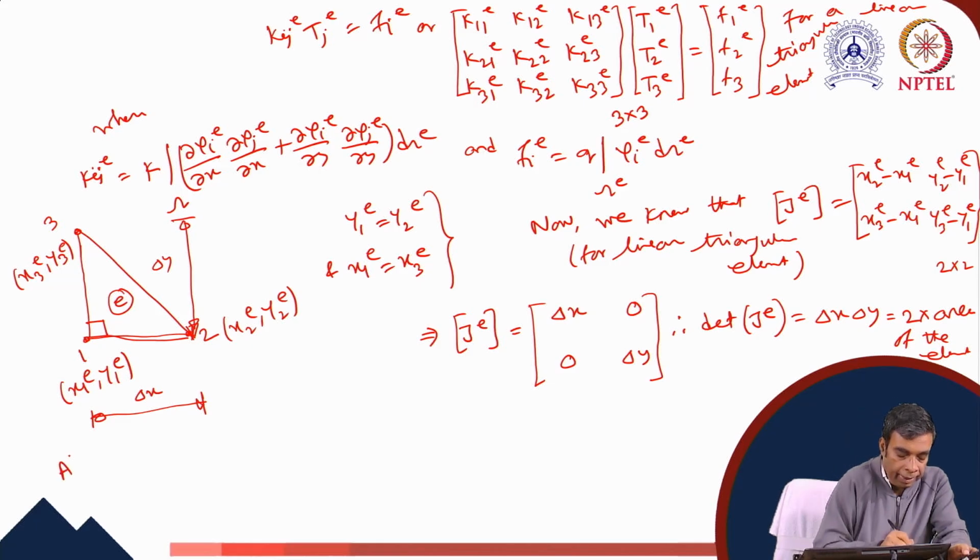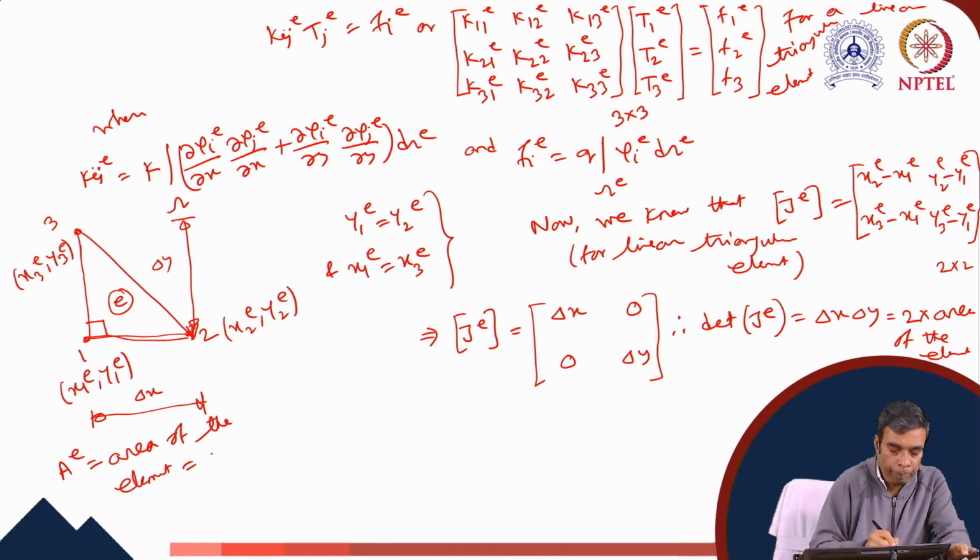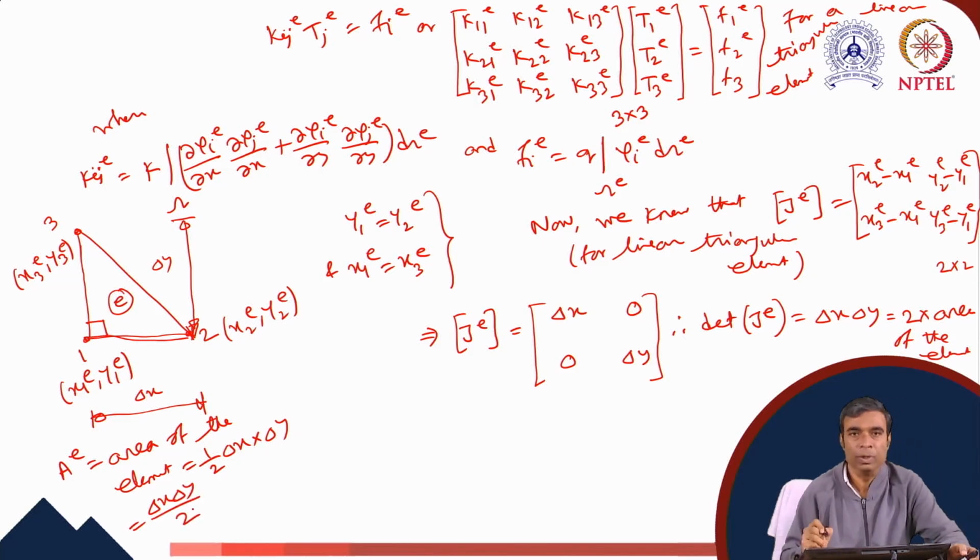So Ae, the area of the element, equals half into base into height, half into delta x into delta y. So this is delta x delta y by 2. So now we have the Jacobian matrix available along with its determinant.